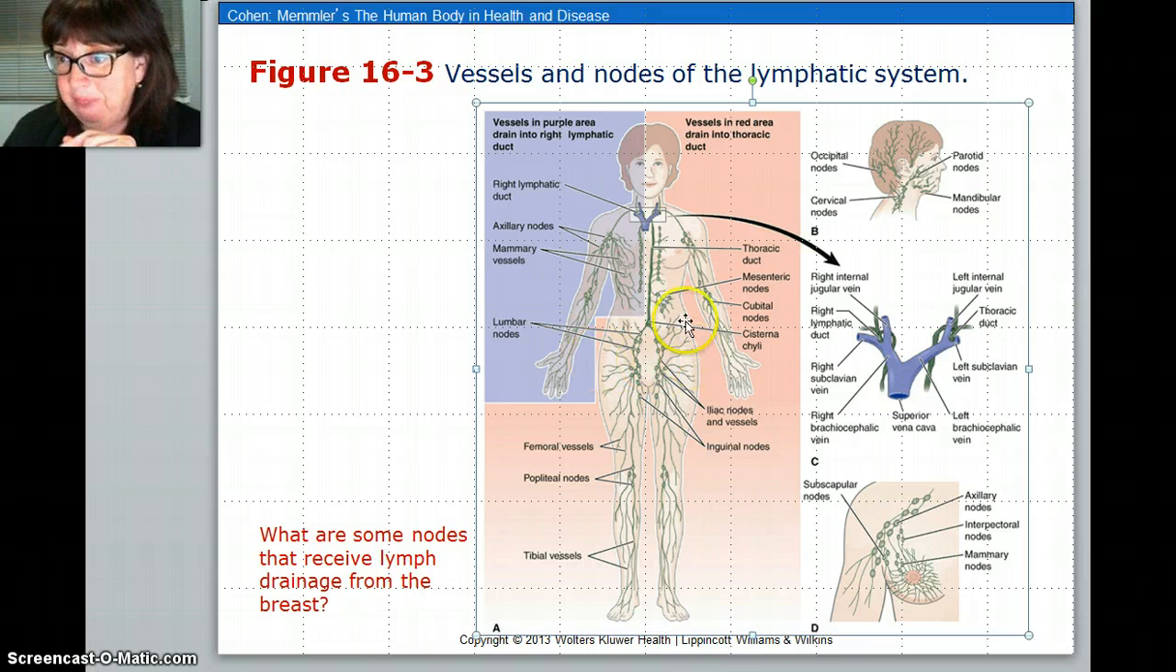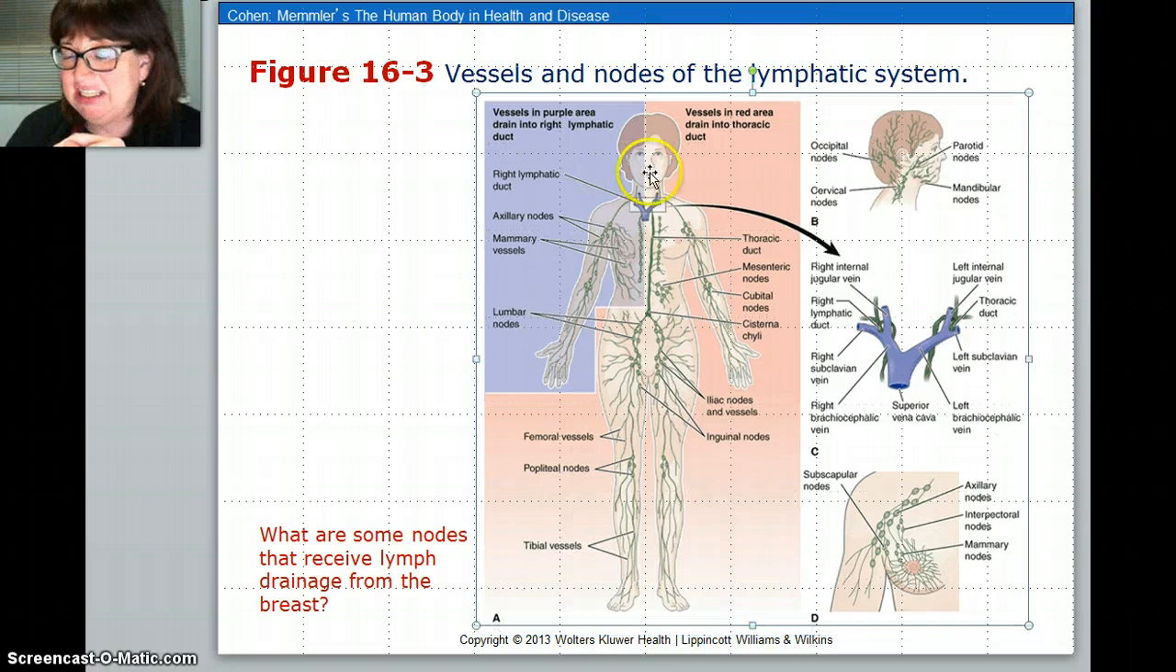Now, we talked about the lymphatic system emptying back into the circulatory system. Just before the vena cava joins, you have the right lymphatic duct going into the right subclavian vein, and then you have the thoracic duct going into the left subclavian vein. So the lymph system will dump into the circulatory system in the subclavian vein.